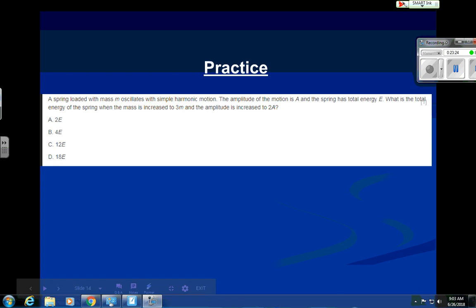Okay, here's an IB problem for you to practice. Hit pause, time yourself, give yourself 90 seconds. See what you can do with this. This one's a little bit tricky, though. I'll give you that. Are you done? You got it?